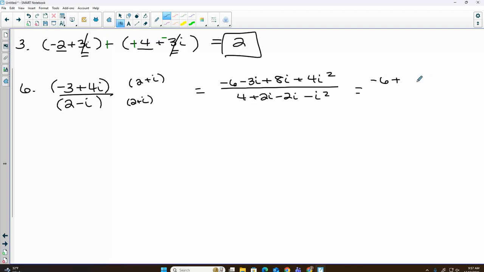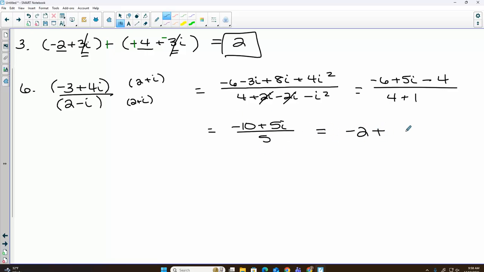Negative 3i plus 8i is 5i. What is 4i squared? These cancel. So I have 4 minus i squared. Right, so it's 4 minus negative 1, so positive 1. So I get negative 10 plus 5i over 5. Negative 10 over 5 is negative 2. 5i over 5 is i. So we just get negative 2 plus i.